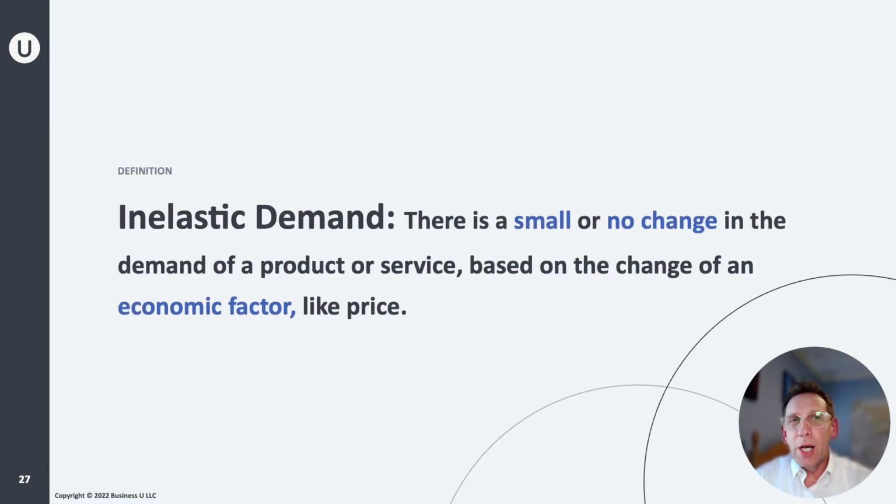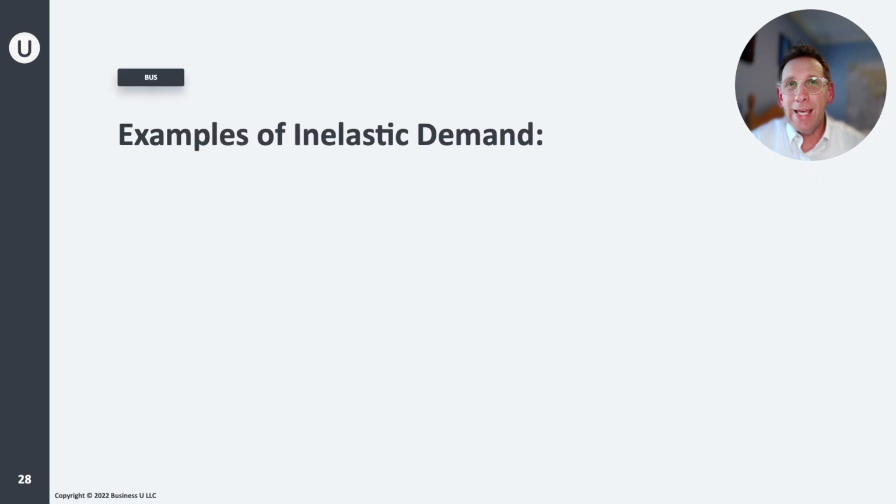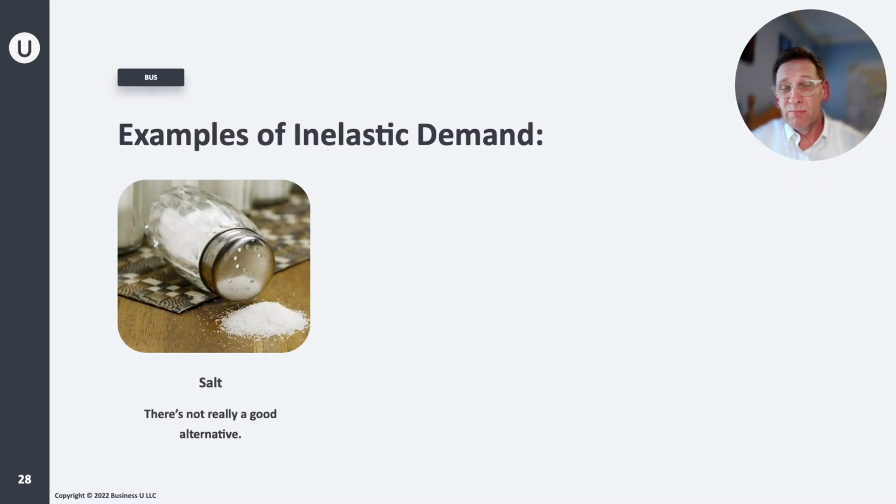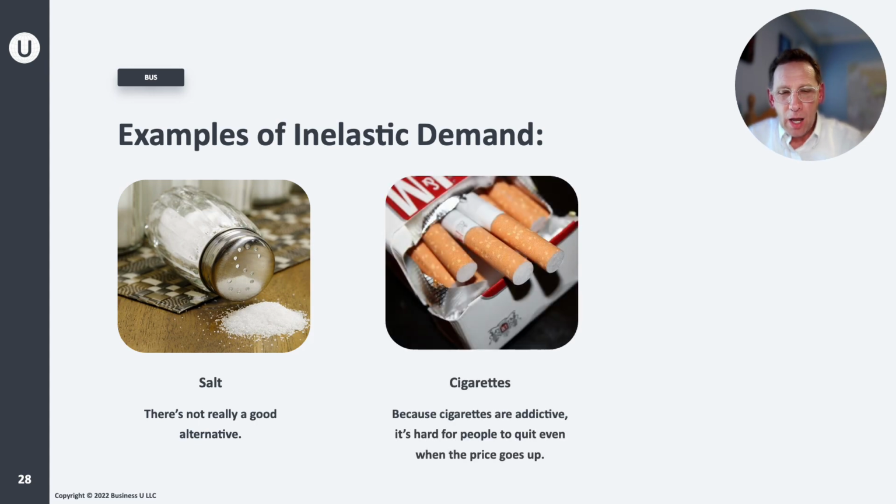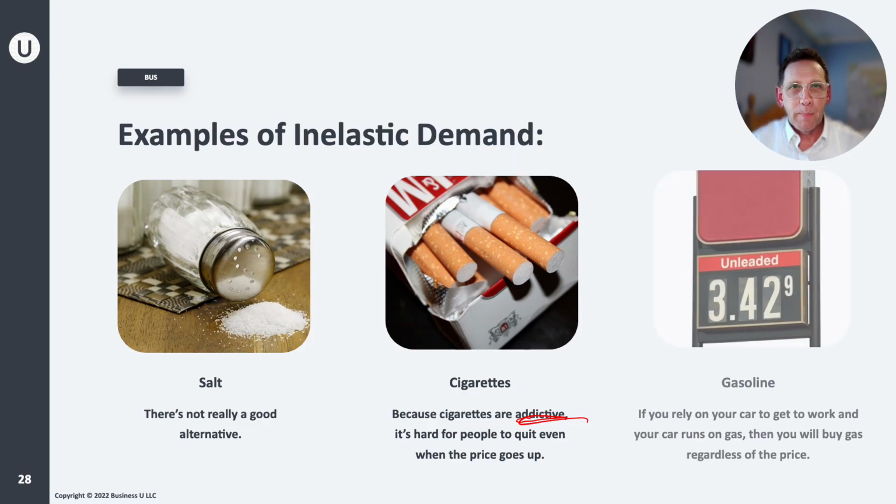Inelastic demand is just the opposite. There is a small or no change in the demand of a product based on the change of an economic factor, again, usually like price. So here are some examples of inelastic demand. Salt, because there's really not a good alternative. Cigarettes, they are addictive, so it's hard for people to quit even if the price goes up. They're so addictive, people are still going to want to buy them even if the price goes up.